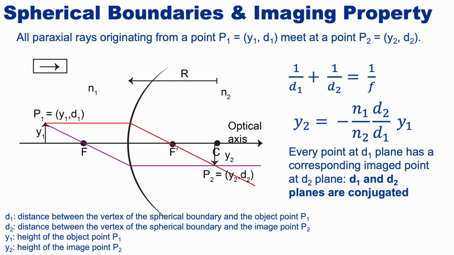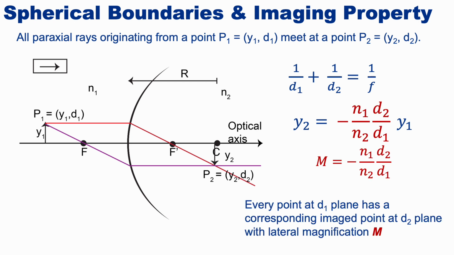When we form images, the object plane and the image plane are conjugated. So we're going to say that the plane at a distance D1 from the vertex of the spherical boundary and the plane at a distance D2 from the vertex of the spherical boundary are conjugated, meaning that there is an image transformation between both of them.